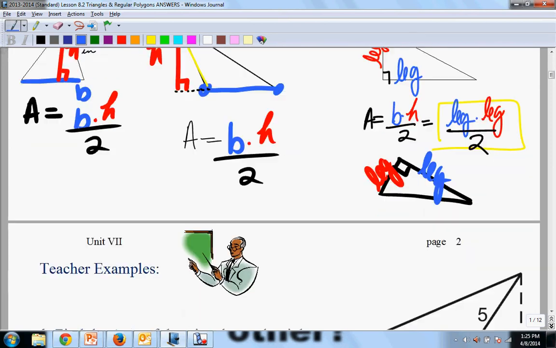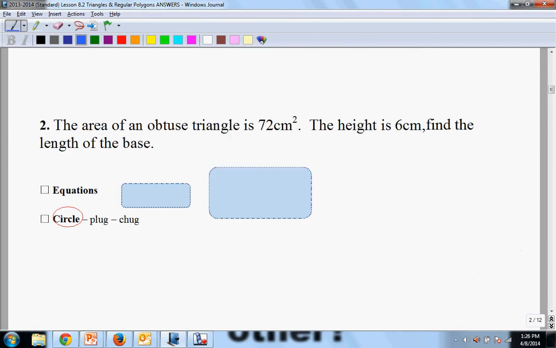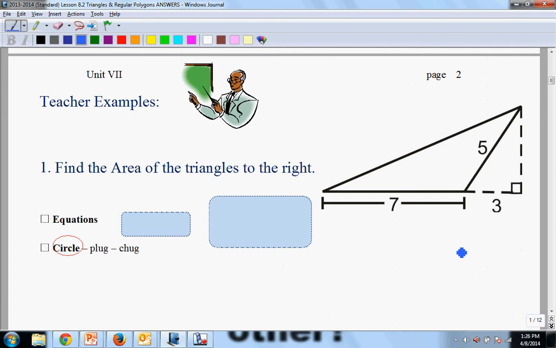All right? Let's put you to work here. We're going to do 2 problems together. So we start by writing our equation. In equations, we write area equals, which has 2 sides with an equal sign.